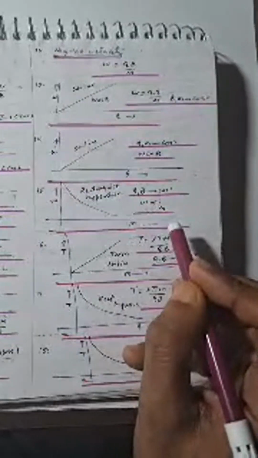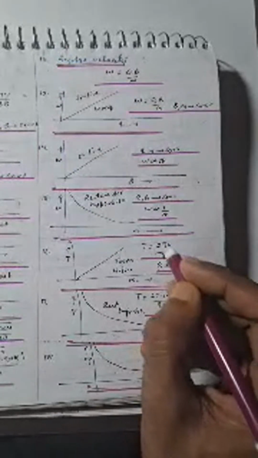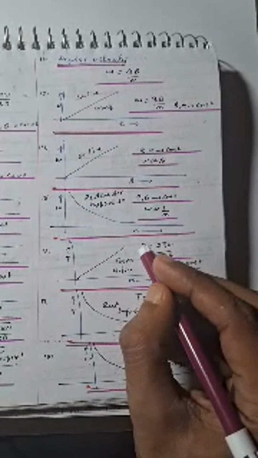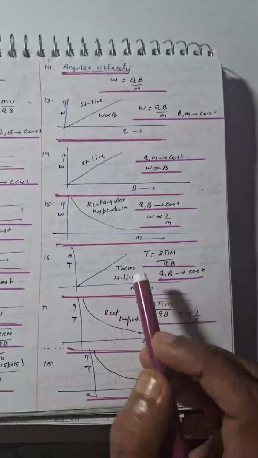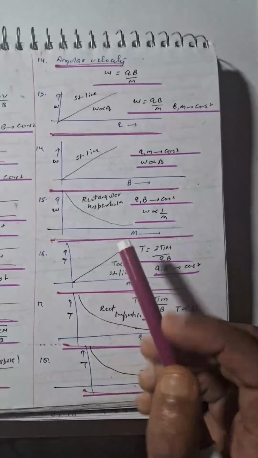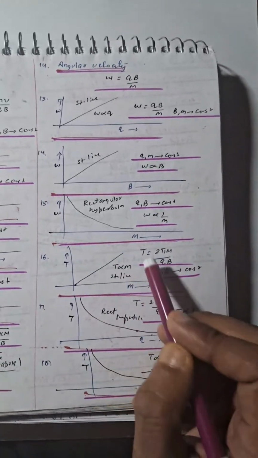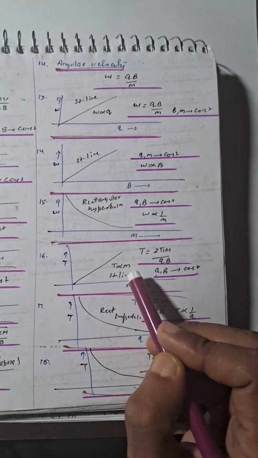Then, the time period of revolution of that charged particle in the circle. So the time period comes out to be 2 pi by omega, and it simplifies further. So solving it further, we have time as proportional to mass. So the graph will be a straight line.